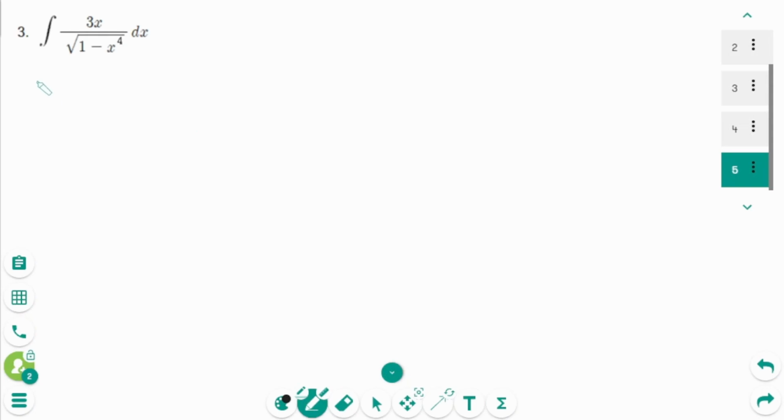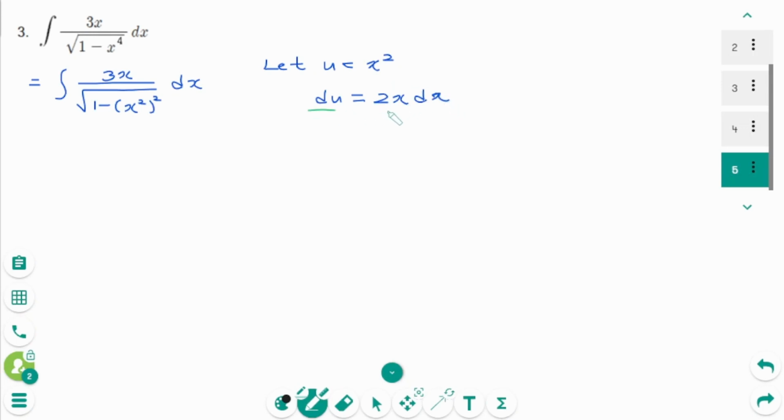Number 3, we can rewrite as the integral of 3x over square root of 1 minus x squared, then squared, dx. Use u substitution. Let u equal x squared, then derive on each side. du equals 2x dx. Then divide by 2 on each side. du over 2 equals, 2 is cancelled, x dx.